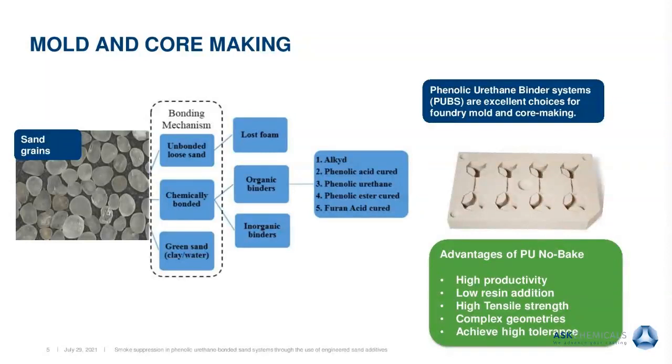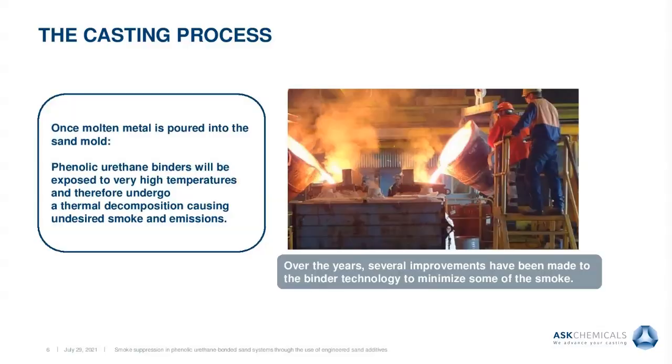Now, when we take those molds and cores made with phenolic urethane to the casting process, when we're ready to pour the molten metal, the phenolic urethane will be exposed to very high temperature due to contact with the molten metal. When they are exposed to very high temperatures, they undergo thermal decomposition, so they get pyrolyzed, and as a result of that, there's undesired smoke and emissions.